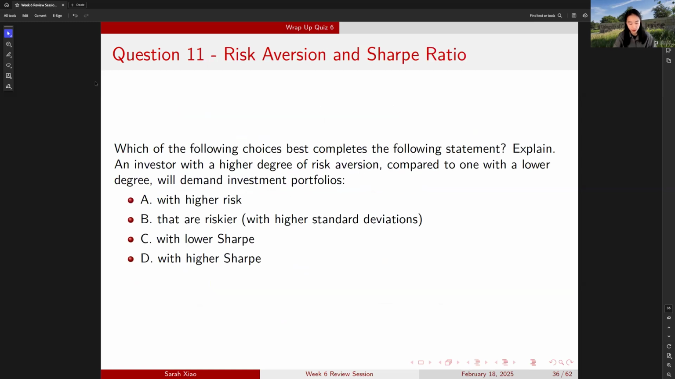All right, let's move on to question 11. This question is about risk aversion and Sharpe ratio calculation. So the question is, which of the following choices best completes the following statement? An investor with a higher degree of risk aversion compared to one with a lower degree will demand investment portfolios that are riskier, with lower Sharpe, or with higher Sharpe.